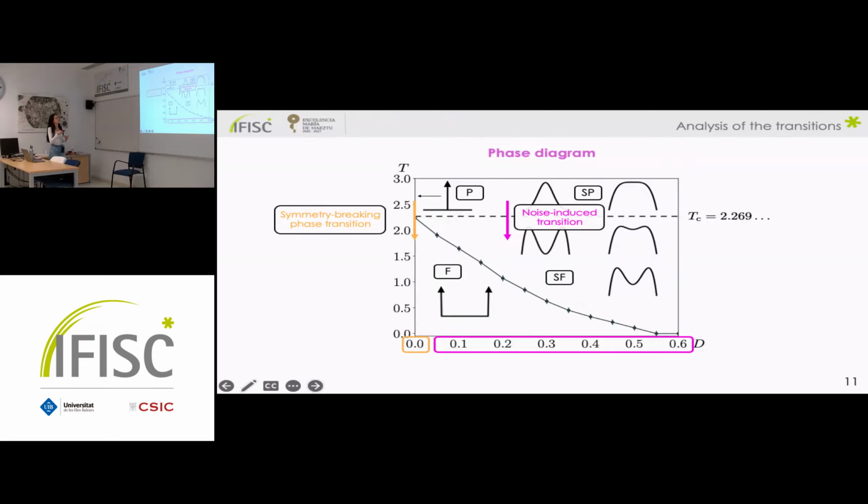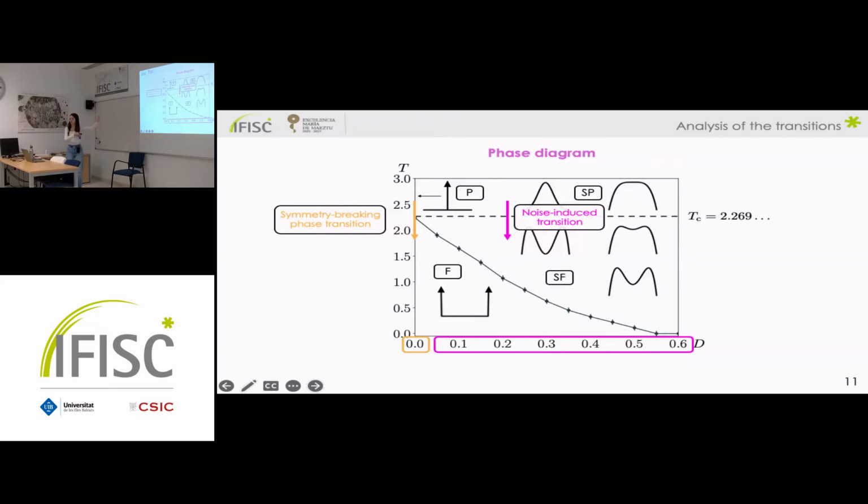this transition transforms into a noise-induced transition between a soft paramagnetic and a soft ferromagnetic phase. This transition occurs at the same critical temperature of the field-free Ising model and is not characterized by a symmetry breaking in the thermodynamic limit, because here we have the soft ferro phase in which we have a restoring of the symmetry between the two ordered states.